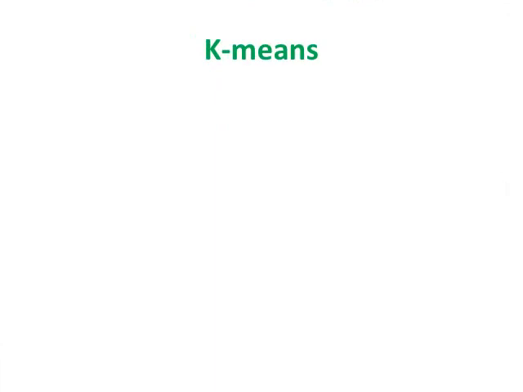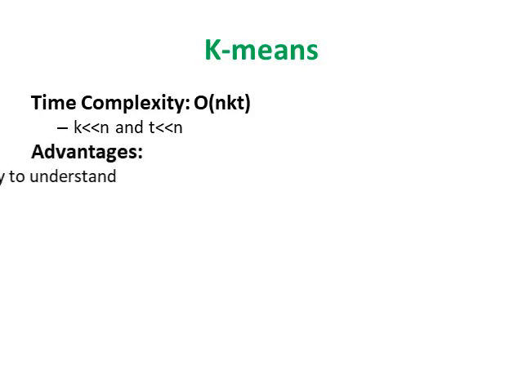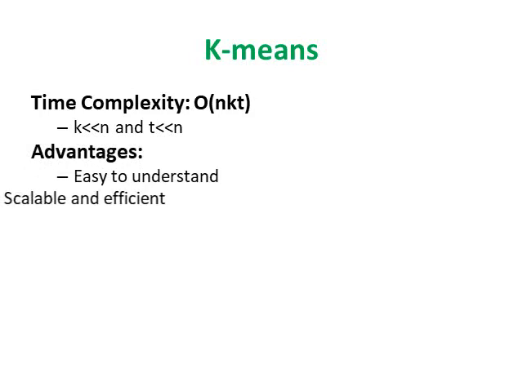Coming to time complexity, advantages and disadvantages. The time complexity of this algorithm is order of nkt. Here, n is the total number of objects, k is the total number of clusters, and t is the total number of iterations. The relationship among these three is that the total number of clusters is less than the total number of objects and the total number of iterations is less than the total number of objects. Coming to advantages, it is easy to understand. The method is relatively scalable and efficient in processing large datasets.